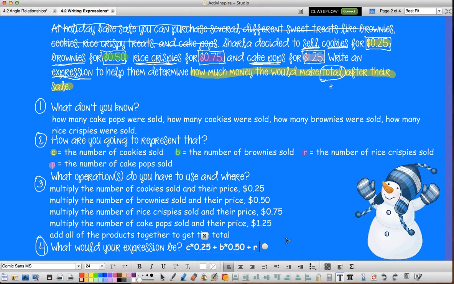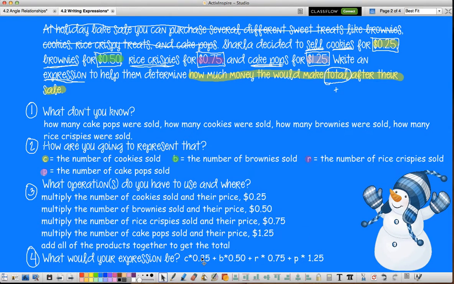And then I'm going to do R, which represents the number of Rice Krispies sold, and their price, which was 75 cents. And I have to add that to the cake pops, which was represented by P, times the $1.25 that they were sold for. So this right here would be my expression that would tell Charla how much money she would make on that bake sale, just based on how much she sold and how much they were each worth.